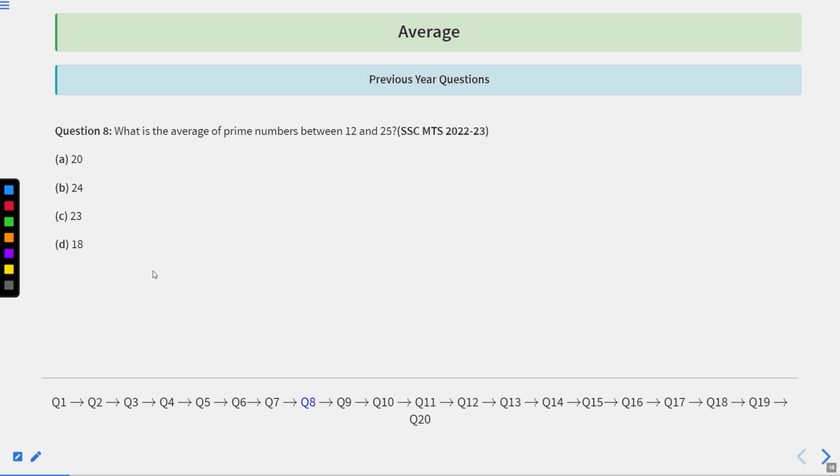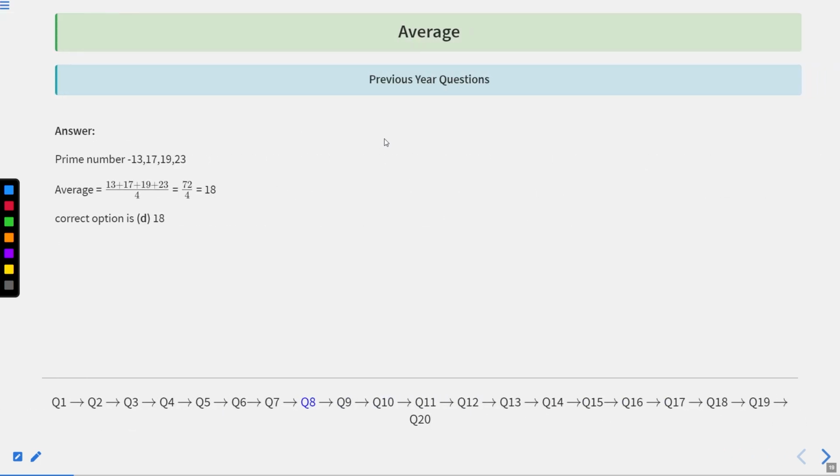Moving on to problem number 8. What is the average of prime numbers between 12 and 25? So I hope you remember what prime numbers are, that we have already studied in the series on the number system. So the prime numbers between these two are 13, 17, 19 and 24. And now we have to take the sum and just divide it by 4.